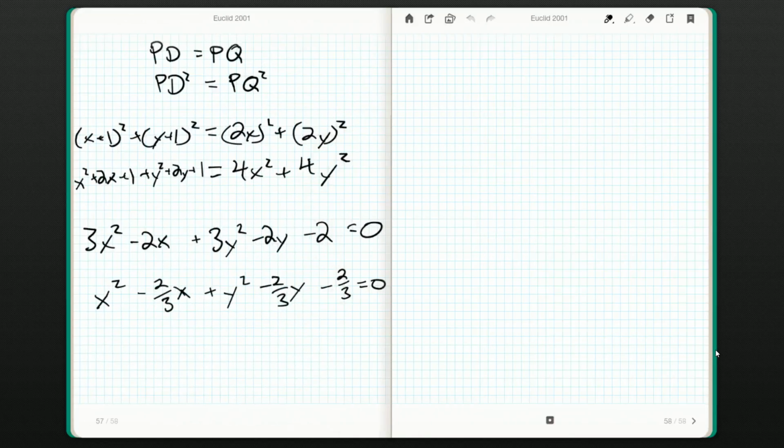Plus, having something like y squared minus 2/3 y minus 2/3 under a square root sign, which you will if you treat this as a quadratic in x, that can get kind of messy. So I do try and avoid that when I can. So let's complete the square.